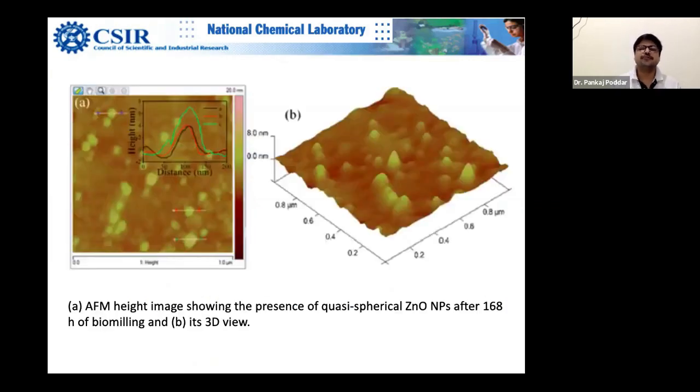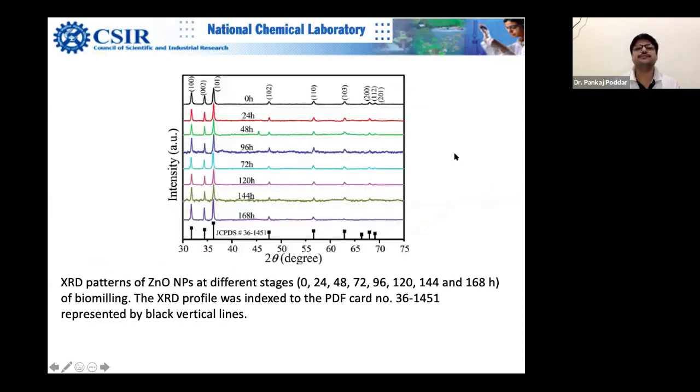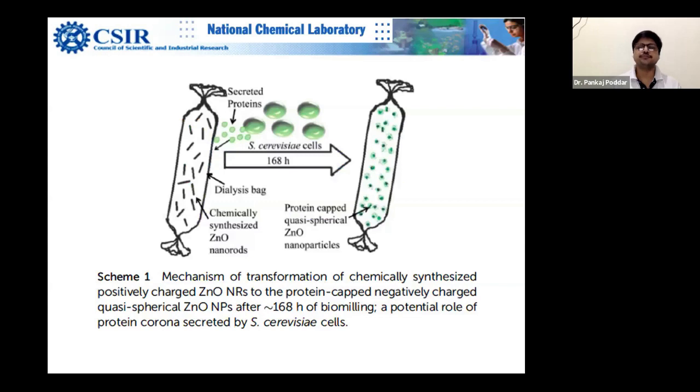These are the AFM atomic force microscopy height images, which show the presence of quasi-spherical zinc oxide nanoparticles after 168 hours of biomilling. And this image shows the three-dimensional view of the same. And this shows the X-ray diffraction images from 0 hour to 168 hours to prove that there is no change in the lattice structure. So you are not making any new material, but you are fragmenting it apart. So we tried to look at its biochemistry, and we did a lot of work.